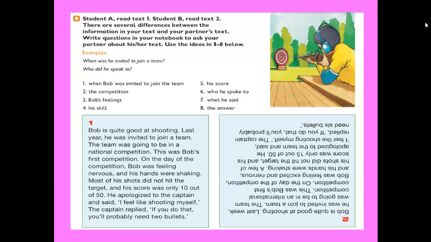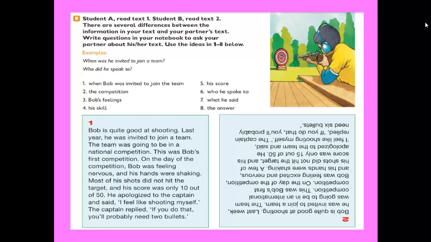Now number B. Student A read text number 1. Student B read text number 2. There are several differences between the information in your text and your partner's text. Write questions in your notebook to ask your partner about his or her text. Use the ideas in 1 to 8 below.